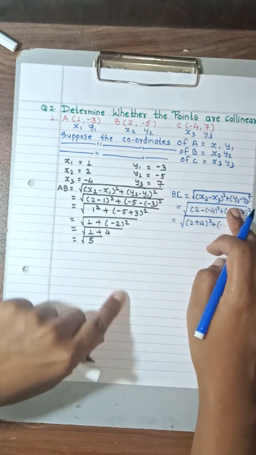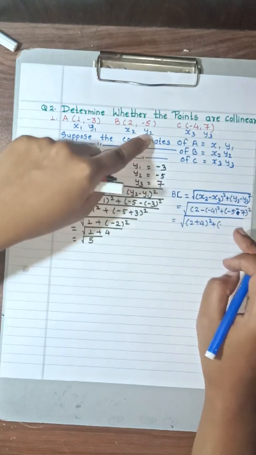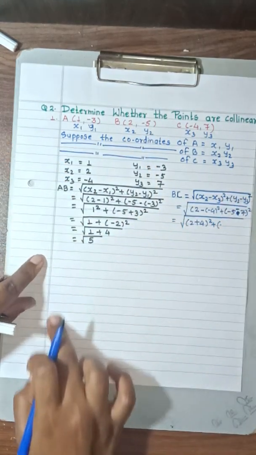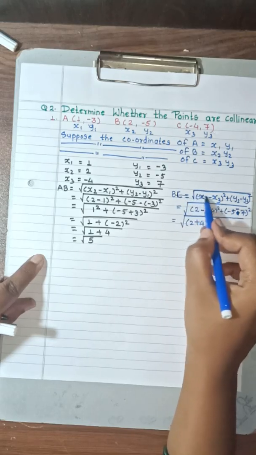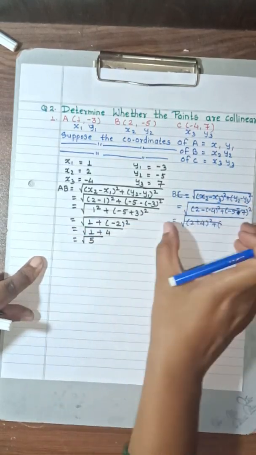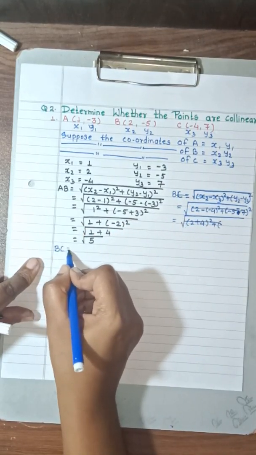Now y2, if you see y2 is minus 5. Sorry, it's creating a mess over here. I'll write it down over here, children, just ignore this. Now what I'll do, I'll write this part down over here, so it will not mix with each other. Now let us take BC.